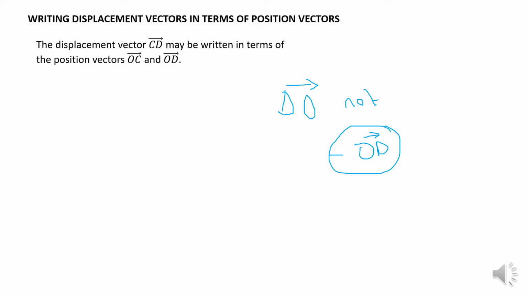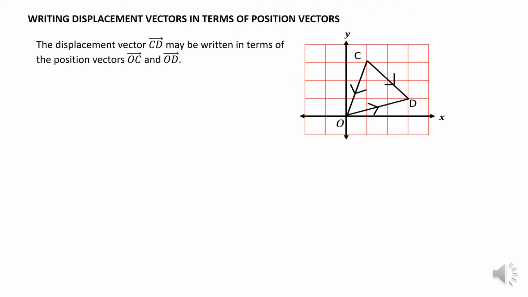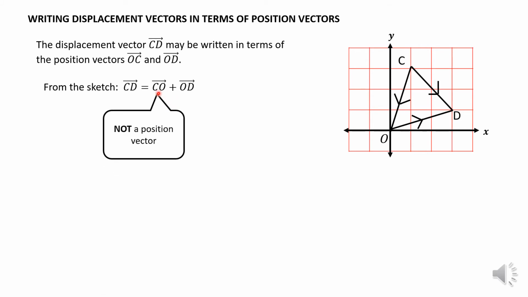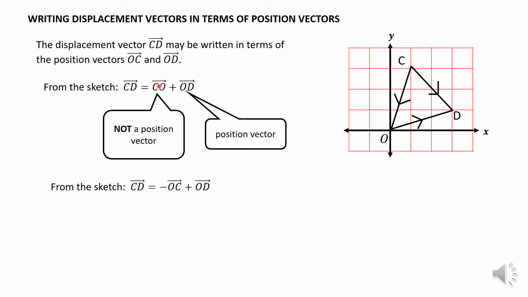Let me bring in a diagram here. When you look at this particular diagram, I want you to find C to D. When you go from C to D, it's the same as going CO plus OD, and I wrote it here. But you realize that CO is not a position vector, but we know that OD is a position vector. So we're going to write CO as OC with a minus in front, and now it is a position vector.